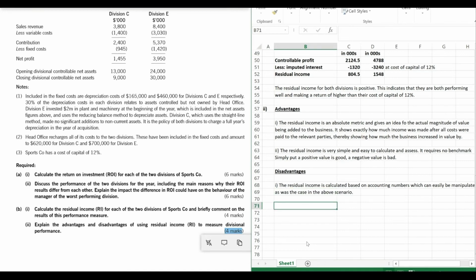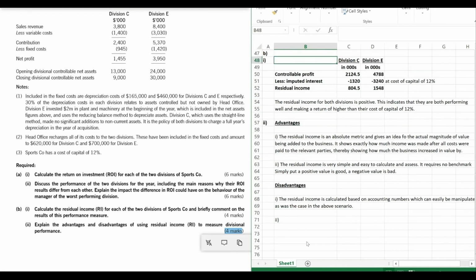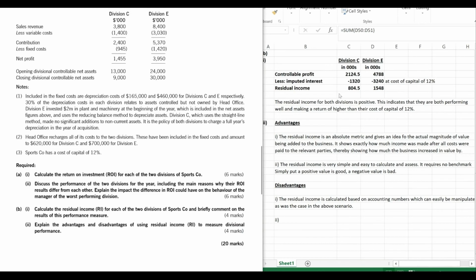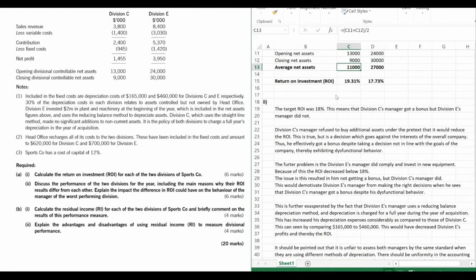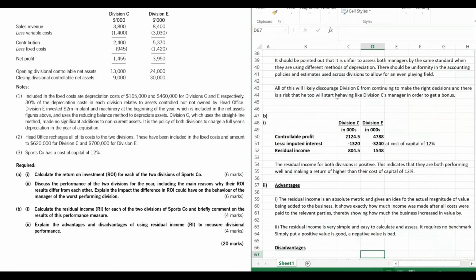Okay, and number 2, another disadvantage is the absolute part, right? Yes, it tells us how much value is being added, but on the flip side, it doesn't allow for comparison between the scale of companies, right? So just to indicate what I'm saying, Division C had a lower residual income than Division E by nearly half. But if you compare the size, Division C has a size of around 11,000 on average, if I remember correctly, whereas Division E has a size of 27,000. It's nearly 3 times as big as Division C. So naturally it's going to make more of a profit, right?